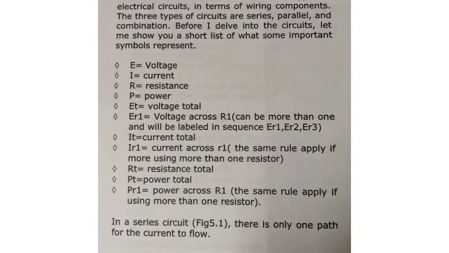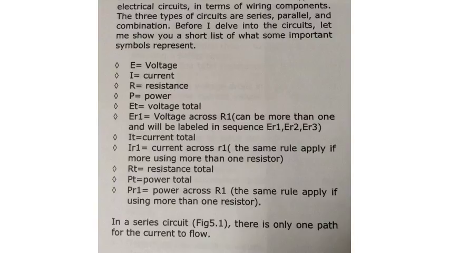E is voltage, I is current, R is resistance, P is power, ET is voltage total, ER1 is voltage across R1 and can be more than one and will be labeled in sequence ER1, ER2, ER3, etc. IT, current total. IR1 is the current across R1. The same rule will apply if using more than one resistor.